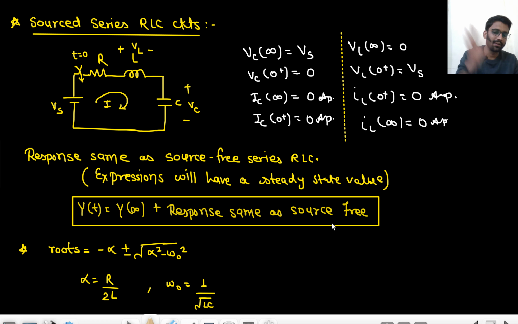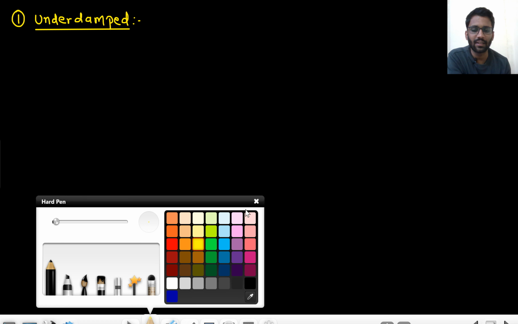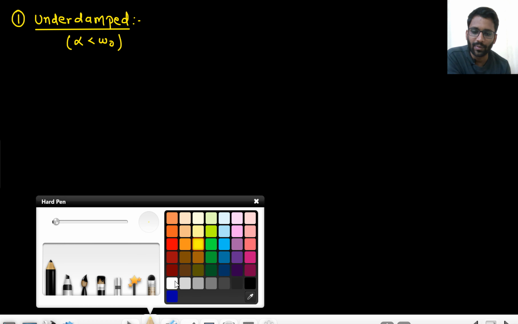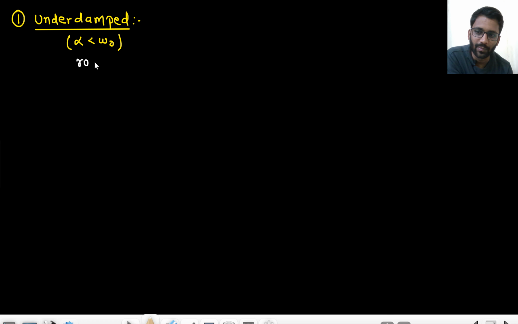R by 2L and omega naught equals 1 by root LC. The roots are minus alpha plus minus root alpha square minus omega naught square. What is the case of underdamped response? Same thing, nothing different. Underdamped is when alpha is less than omega naught. So what will be my roots? My roots will be minus alpha plus minus j beta.